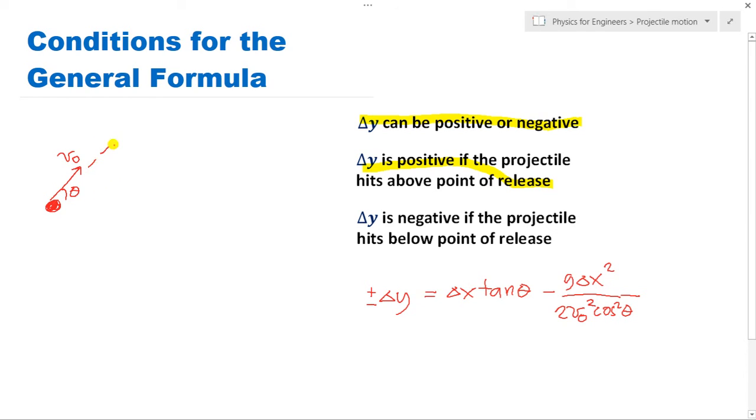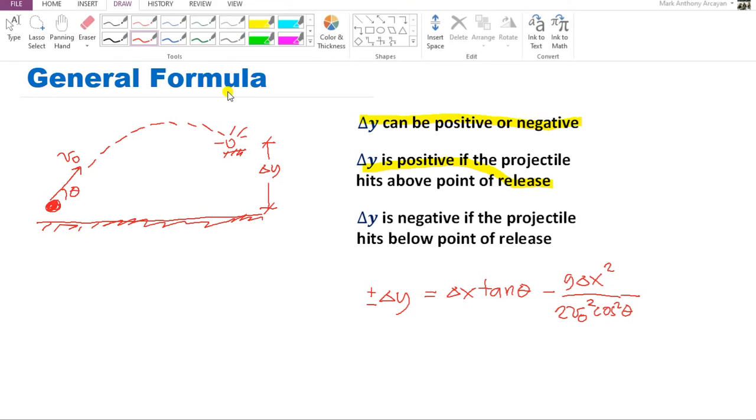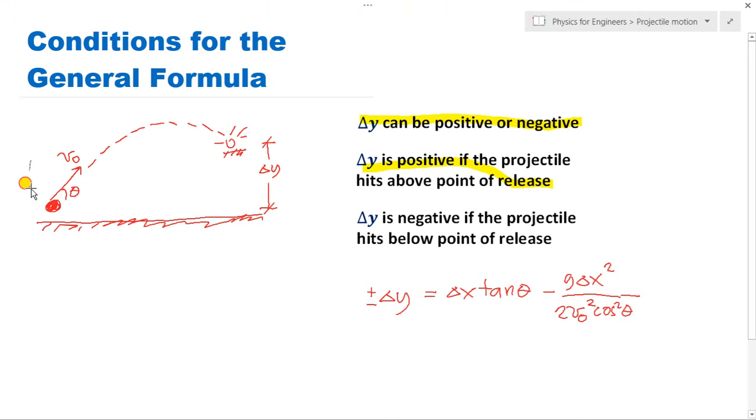So, it travels in a parabolic path. Then, dito lang siya tatama, at this point. So, with respect to the ground, our delta y pala is above. Positive siya kasi it hits above point of release. Asa yung point of release natin? Ito. So, therefore, ito yung first condition na positive yung y kapag yung impact niya is above the initial point of release. How about for the last condition?